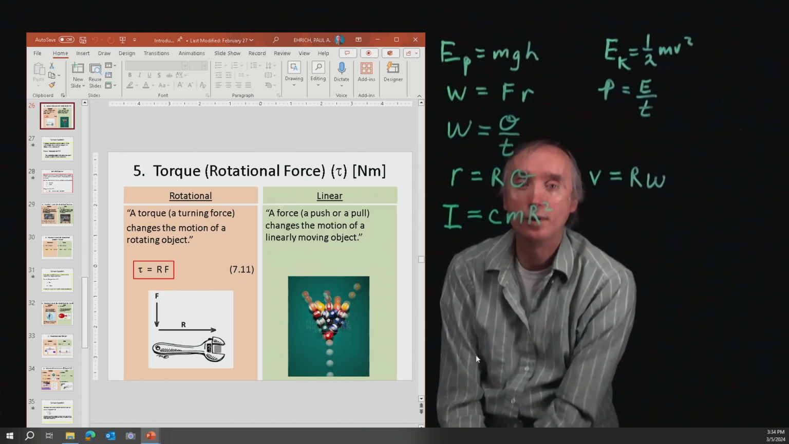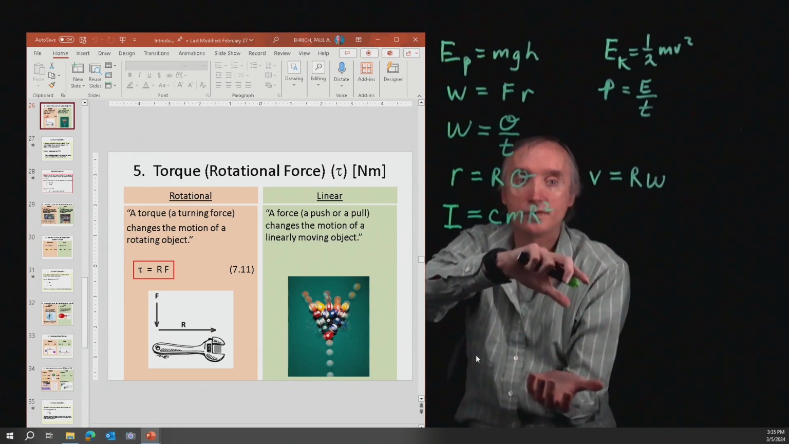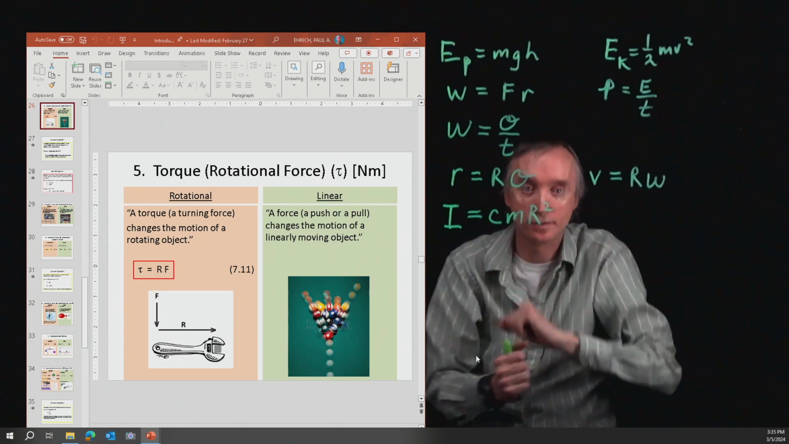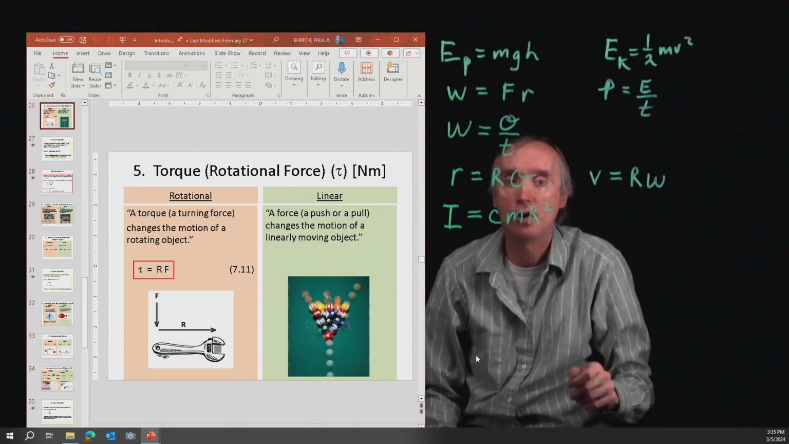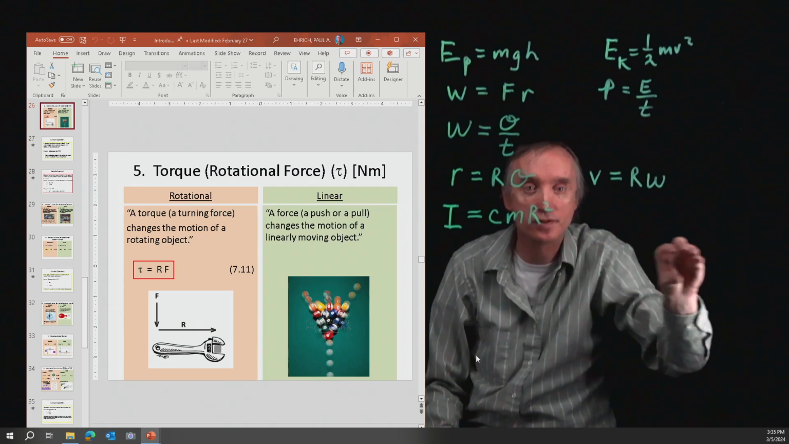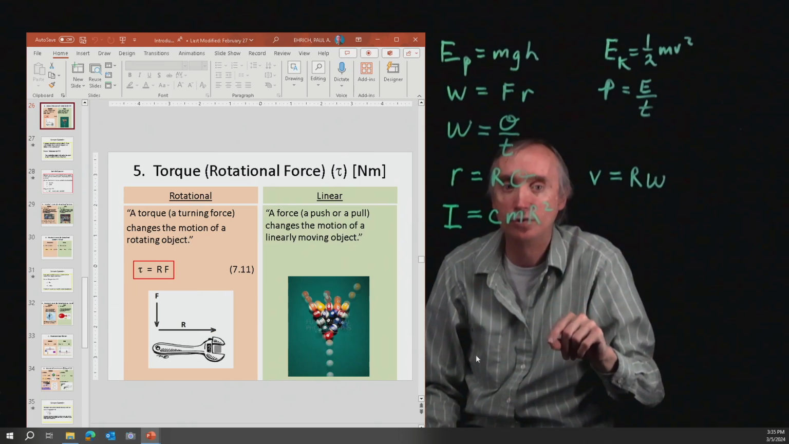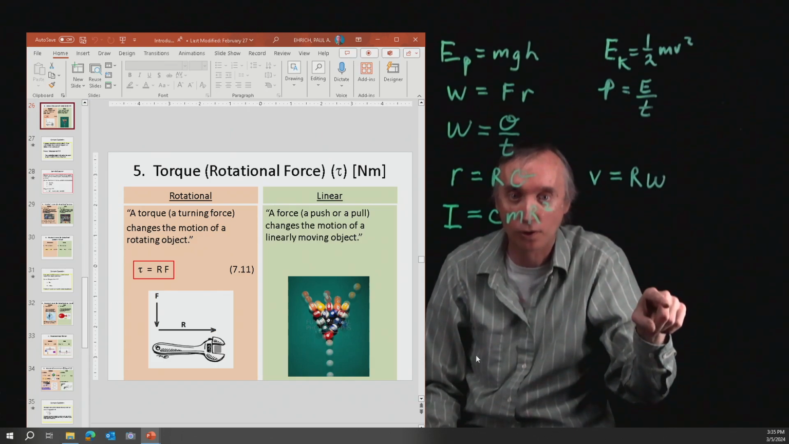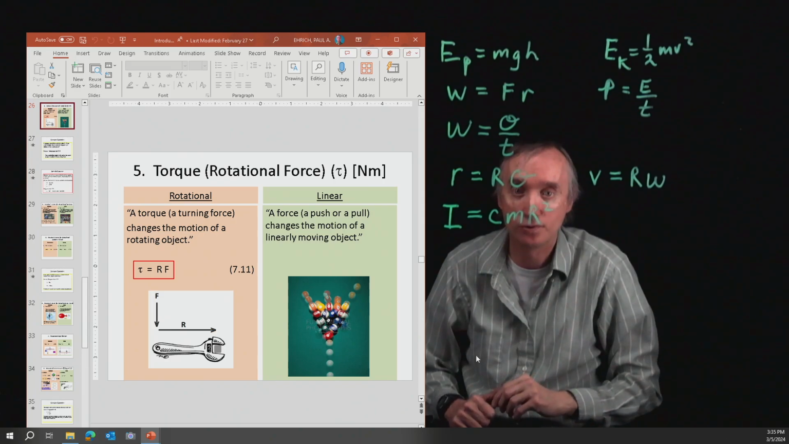All right, so now we want to discuss the concept of torque. Torque is what causes something to rotate. A force, F, is what causes an object to move sideways. So forces cause things to move linearly. Torques cause things to twist, to rotate.